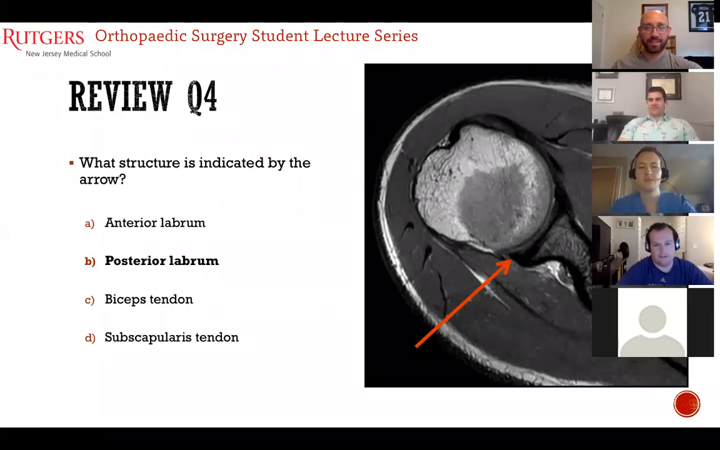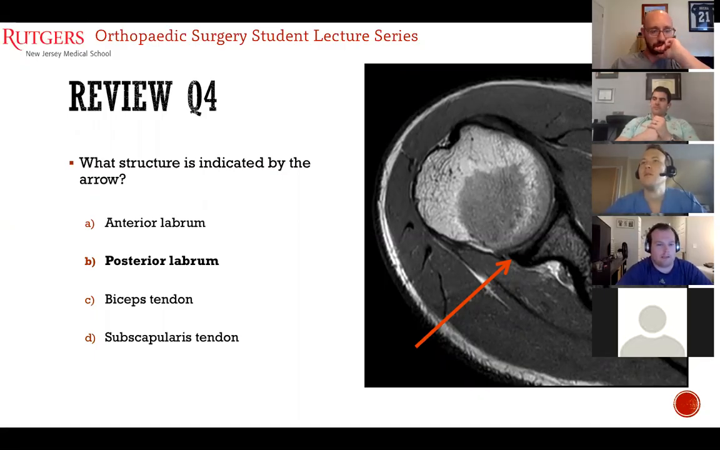Great. Thanks. So again, similar to the last question, I'm glad to see you guys picked up on it. We're in the same orientation, so we know that we're looking at a posterior versus an anterior structure. Again, the biceps tendon is found laterally in the bicipital groove. And again, we know it's posterior and looks like it's an intra-articular structure, so it'll be part of the labrum.